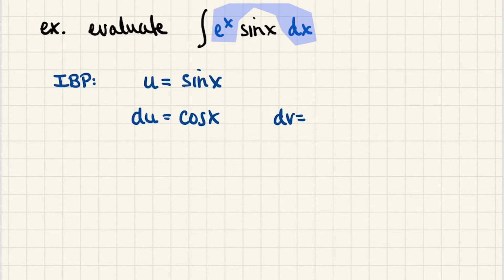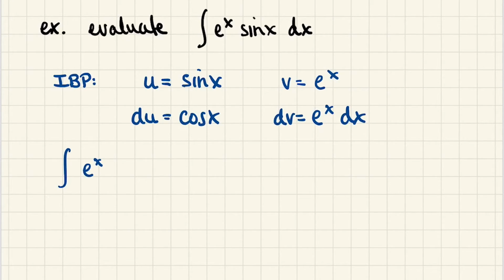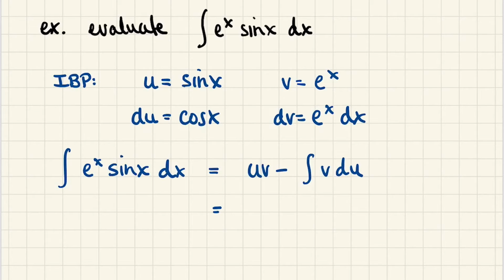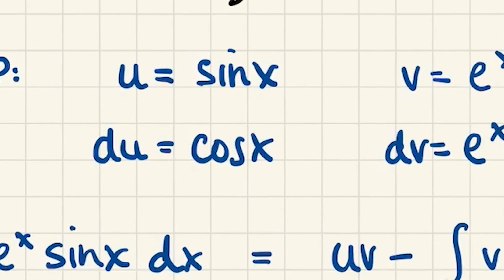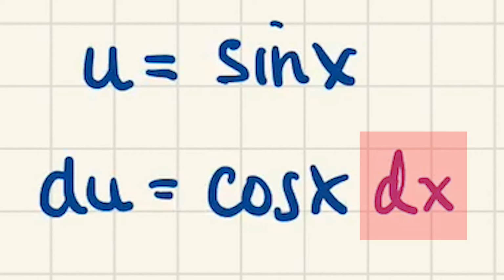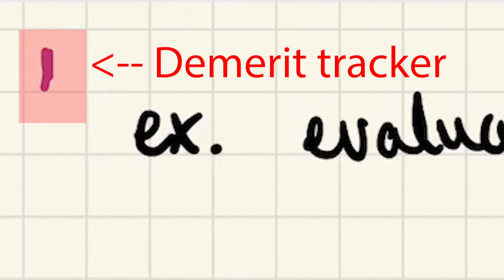And dv is everything we didn't choose. That would be e to the x dx. And v would be the antiderivative of that, which is e to the x. So we have the integral of e to the x sine x dx is equal to ultraviolet voodoo, which would be u times v, that's e to the x sine x, minus the integral of v du, e to the x cosine x dx. Whoops, I needed a dx right there.